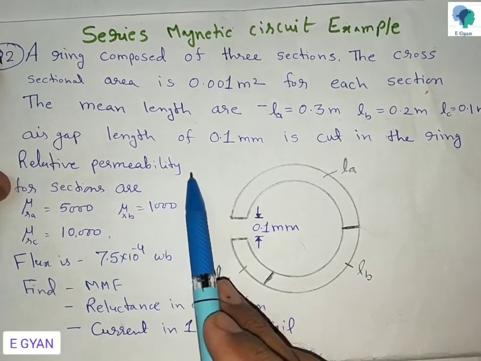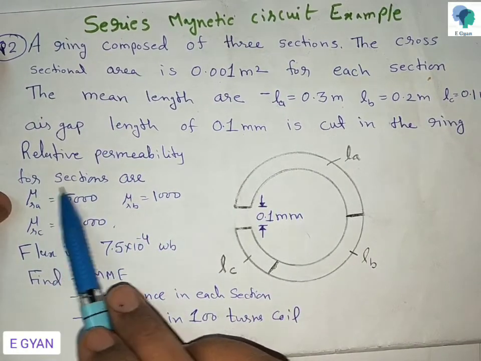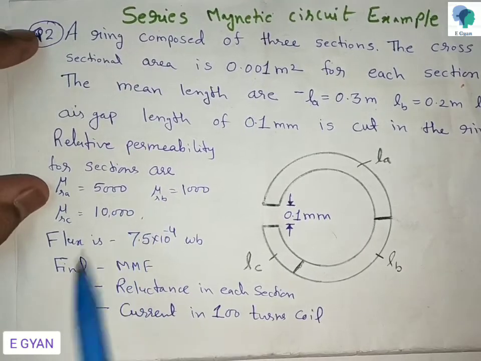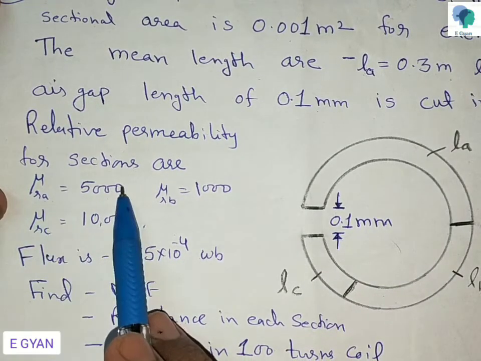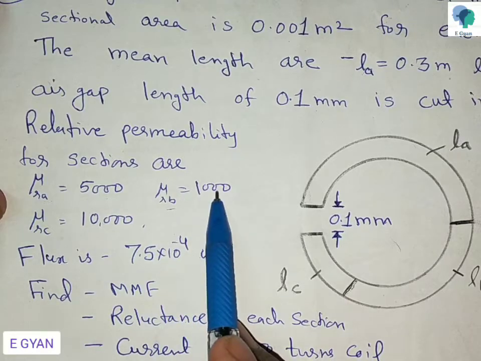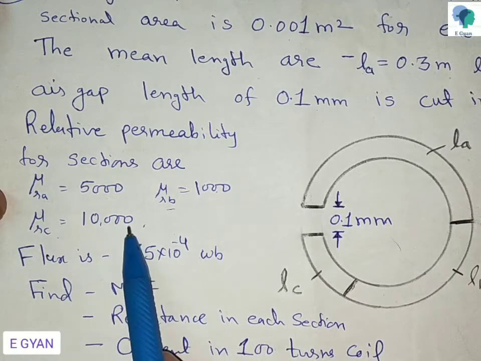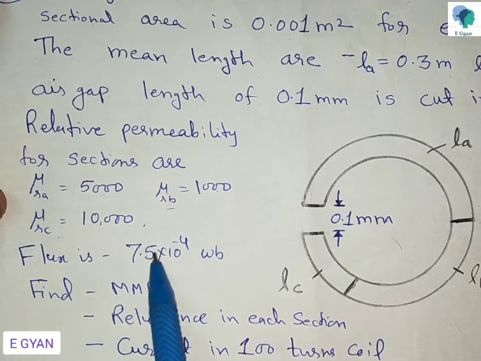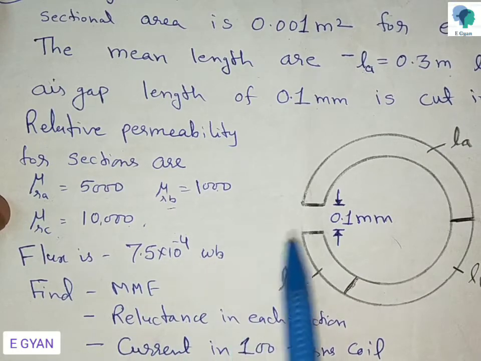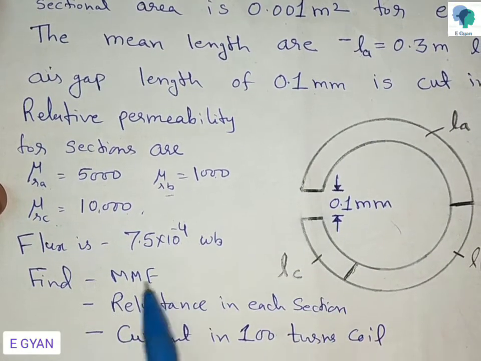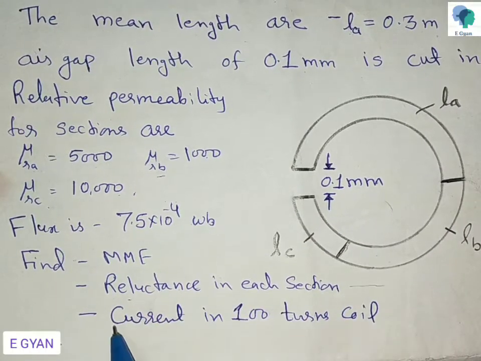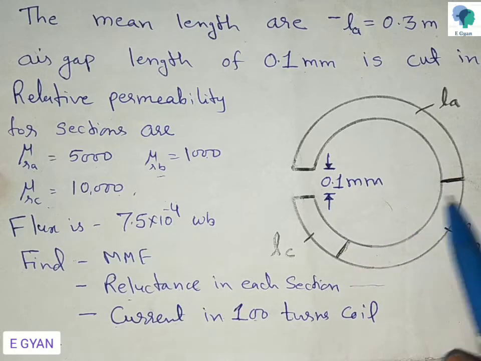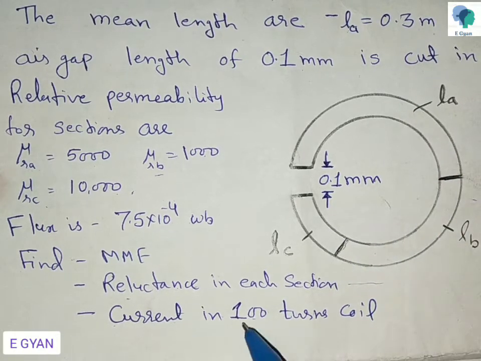The relative permeability for sections are: for section A 5000, for section B 1000, for section C 10,000. Flux is 7.5 into 10 to the power minus 4 Weber in the section. Find MMF, reluctance in each section, and total current in 100 turns coil. If coil of 100 turn is wound in this, then we have to find the current in that.